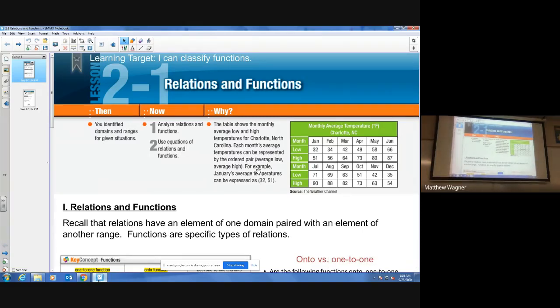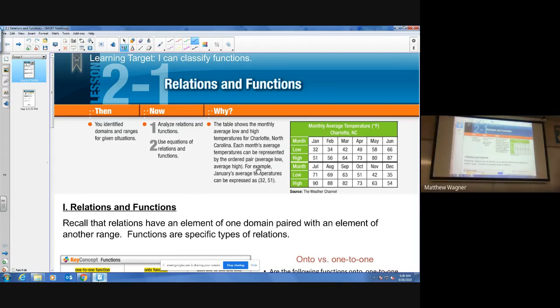All right, looks like we're ready to go here. 2-1 is what we're talking about today, relations and functions. All right, big things today. We should be able to figure out if something is a function and, if it is a function, whether or not it's one-to-one, onto, both, or neither.